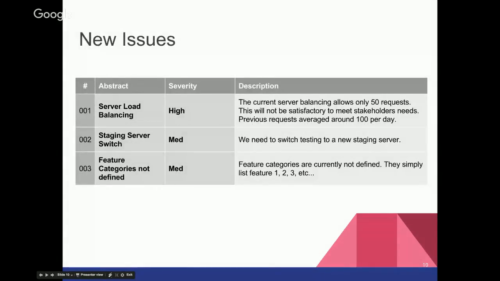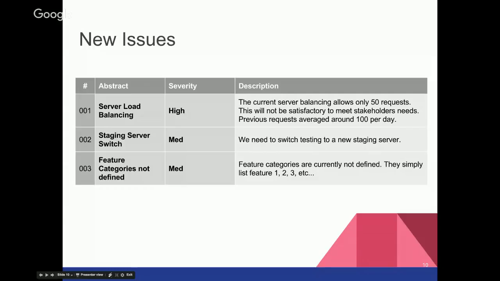So some new issues since last time we met. The server load balancing one is by far our high severity issue. Currently, the server is only handling 50 requests at a time, and this is not satisfactory to our requirements. We were previously requesting around an average of 100 a day, so we definitely need to handle this.